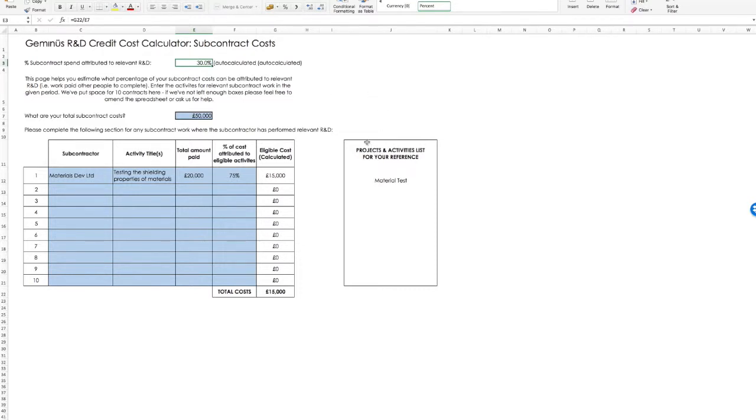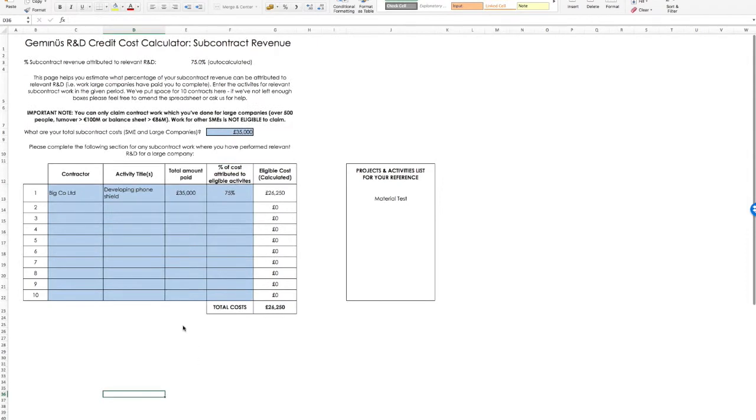You will also find, simply for your reference, by here you get a copied list of the project titles that you can refer back to if you need to. So that's our subcontract costs. The next page is subcontract revenue.